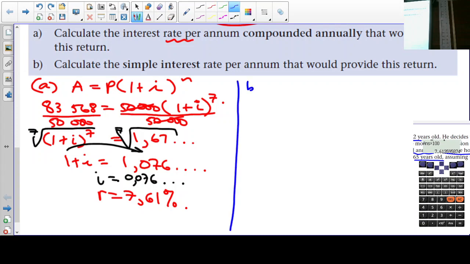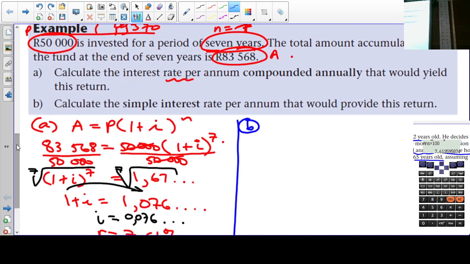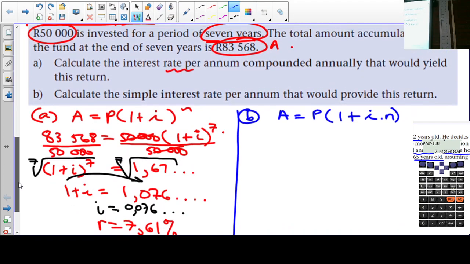Let's look at the B question. B says, calculate the simple interest rate per annum that would provide this return. So what's the difference now? Simple interest formula. What's your simple interest formula? A is equal to P into 1 plus i times n. Do we know our A value and our P value and all of those values? Yes. So I'll give you a minute to do the substitution and try and solve for i in this case.